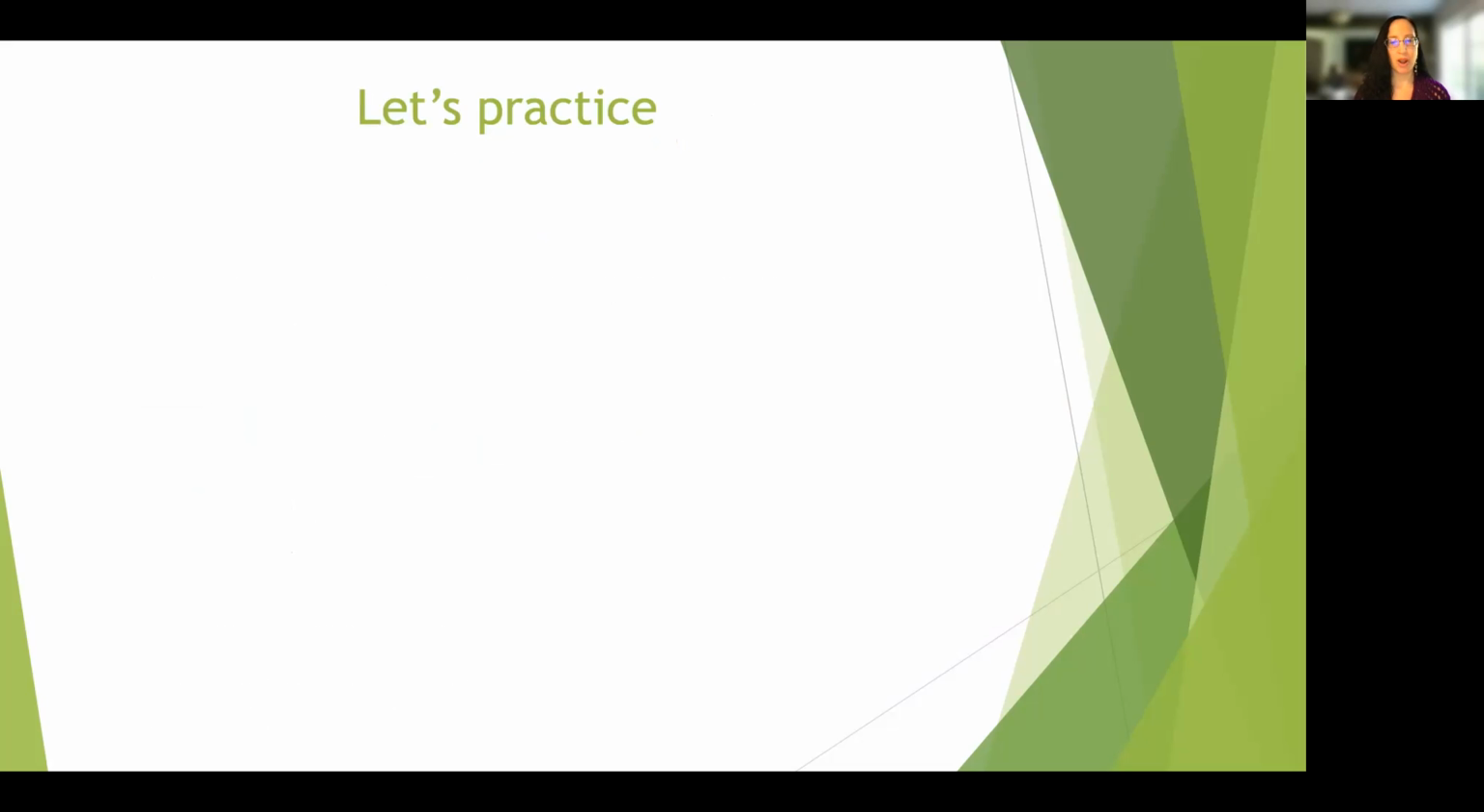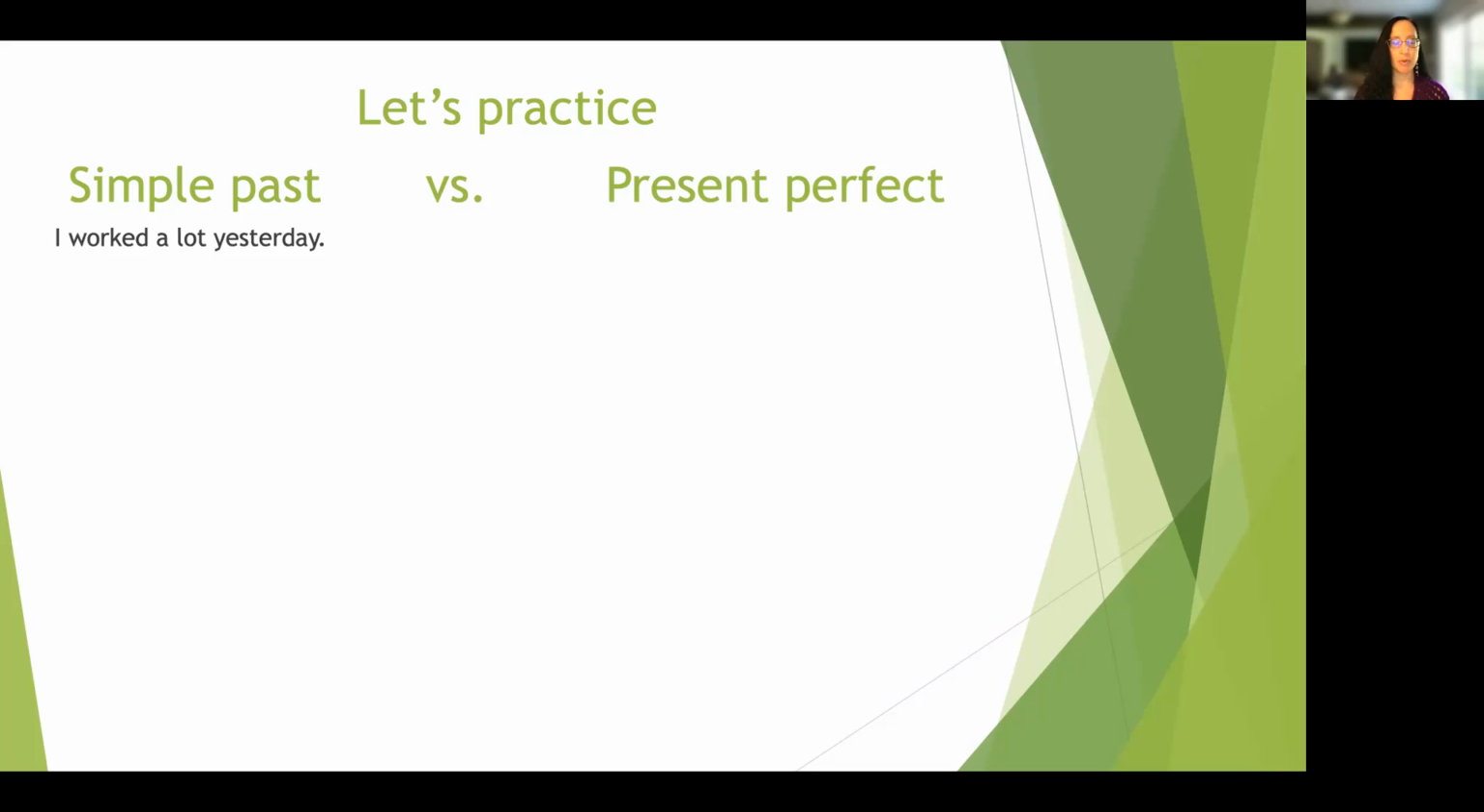Okay, now let's practice. Now, we're just practicing together. This is not the quiz yet, okay? Now, remember the simple past versus the present perfect? Here are some great examples. Simple past, I worked a lot yesterday. So how would we say this in the present perfect? Well, this happened yesterday, a specific time, okay? An action that happened at a specific time.